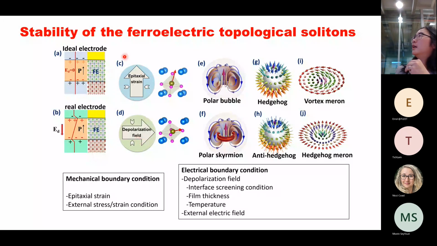Okay, so in the film, for tetragonal films, which show out-of-plane spontaneous polarization, if it's under a compressive strain, what will happen? You can imagine it pulls the crystal structure, and this stabilizes the out-of-plane polarization. On the other hand, the depolarization field tends to kill these polarizations, to cancel the spontaneous polarization.